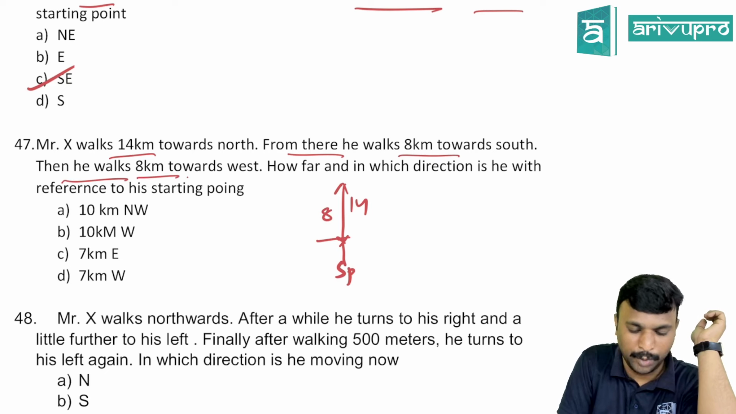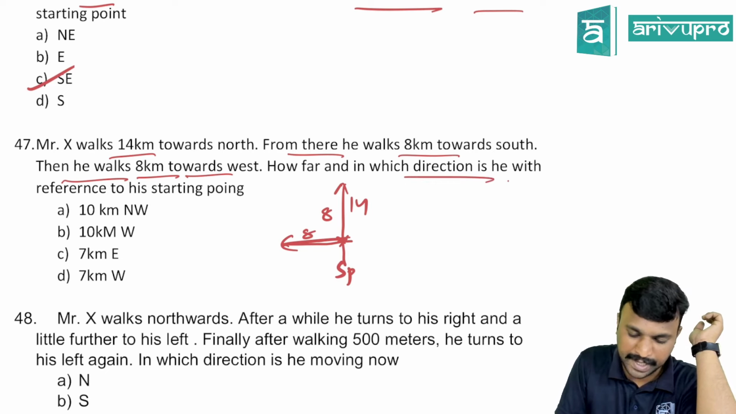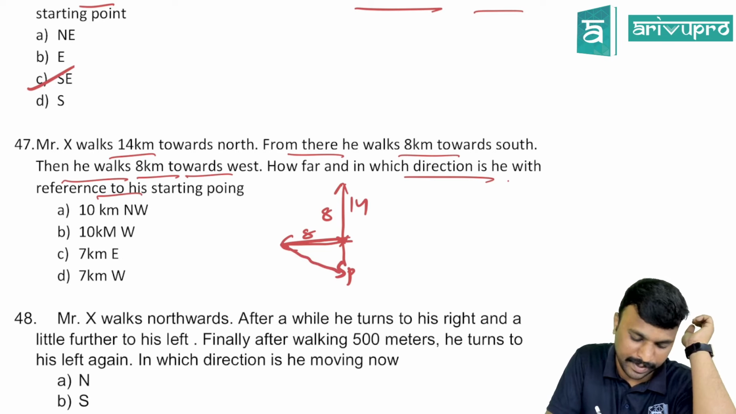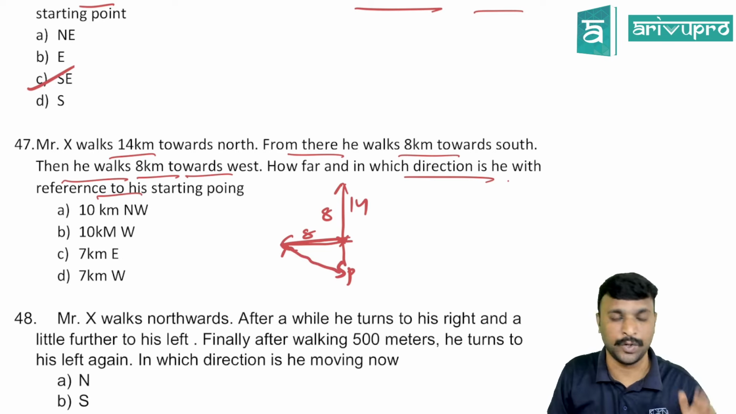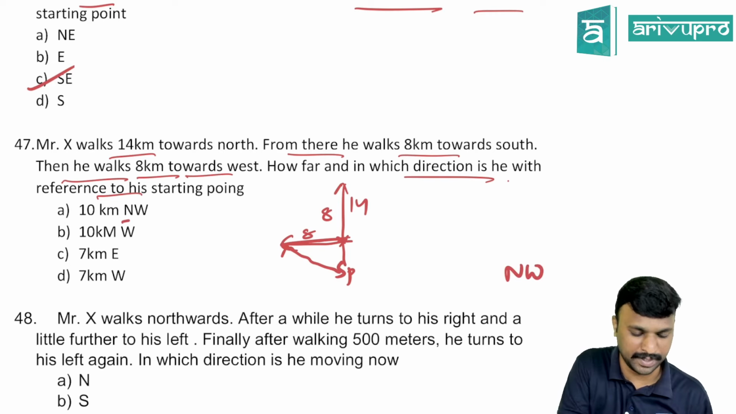he walks 8 kilometers towards west. West is our left. Correct? 8 kilometers. Then in which direction is he with reference to the starting point? You can see from the starting point, he is upwards and towards the left. So northwest. The only option you can see with northwest is option A.